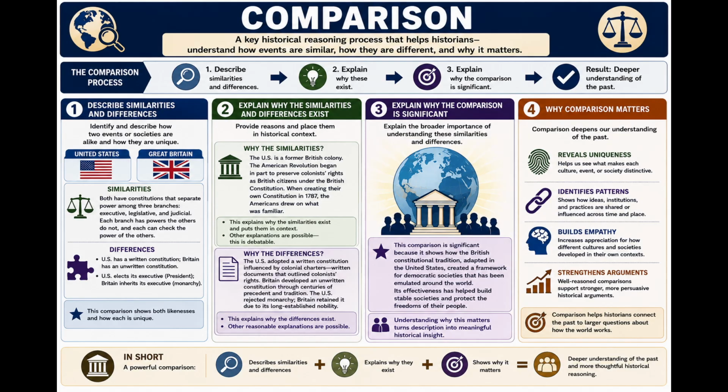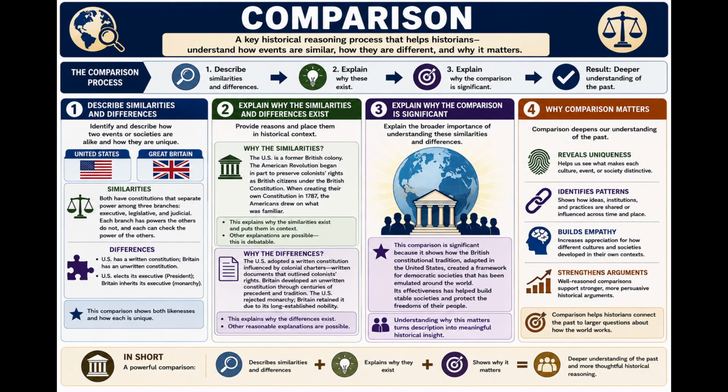So, for the comparison between the United States and Great Britain, for the last time, it can be a significant comparison since it illustrates the British Constitution being replicated in the United States has created a framework for democratic societies that have been emulated around the world due to its effectiveness in creating stable societies and preserving the freedoms of its inhabitants. It's a really basic explanation of significance, but it's how we make a complex argument, which you'll need to be able to do throughout the year.